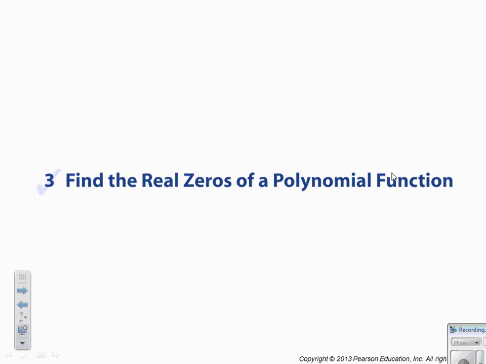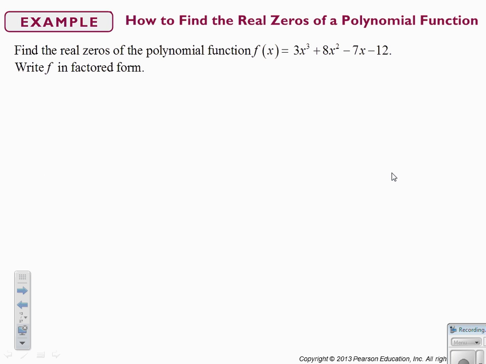So that's how you list all the possible rational zeros. You're not even narrowing in and finding the actual zeros. You're just listing the possibles. And if you're okay with stopping there, then you'll do fine on that section of the quiz. Okay, so now we're going to find the real zeros.